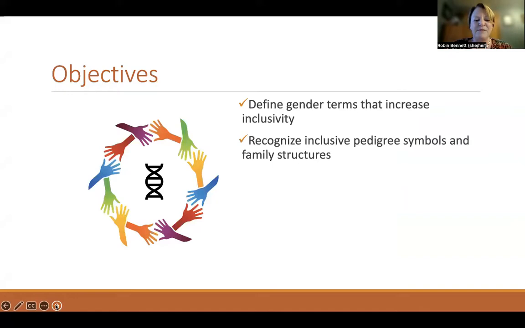So my objectives are really to give you some gender terms that increase inclusivity in the classroom, and also to recognize inclusive pedigree symbols and family structures. I unfortunately do not have time to teach you how to draw full pedigrees today. I would love to do that in a future webinar for you. Next slide.